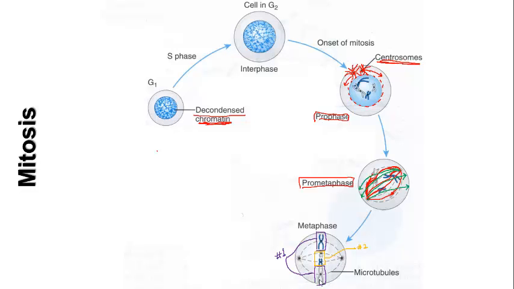So all of them are all lined up tail to tail. All right. And this is because of the tension that is being applied to all of them, which is equal from equal sides of the mitotic spindle, which is being formed from either pole of the cell.